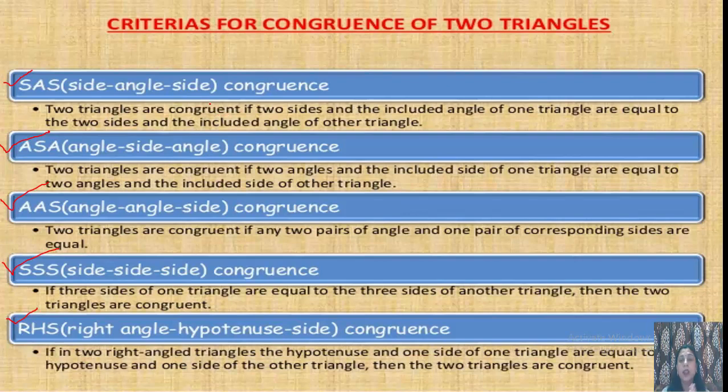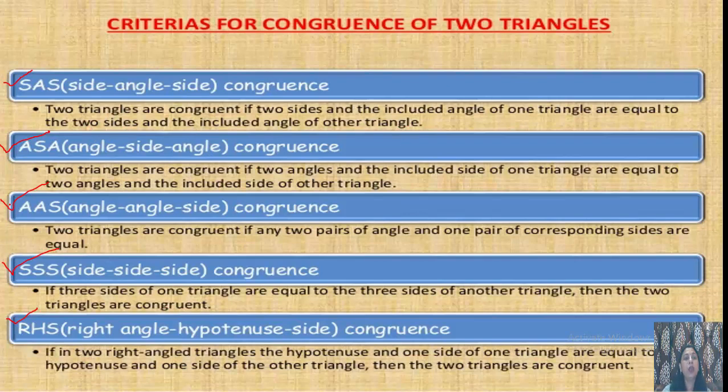Means अगर आप कह रहे हैं कि ट्रायंगल ABC और XYZ congruent है, तो आपको ये भी बताना पड़ेगा कि क्यों ये congruent है, किस क्राइटेरिया से आप कह रहे हैं कि ये या कौन सा congruency rule आप अप्लाई कर रहे हैं. Actually we can say there are 5 rules for proving the congruency of two triangles. So coming to the first is SAS, that is side angle side congruency. Two triangles are congruent if two sides and the included angle of one triangle are equal to the two sides and the included angle of the other triangle.